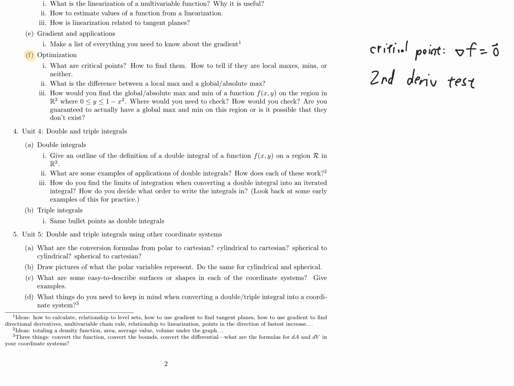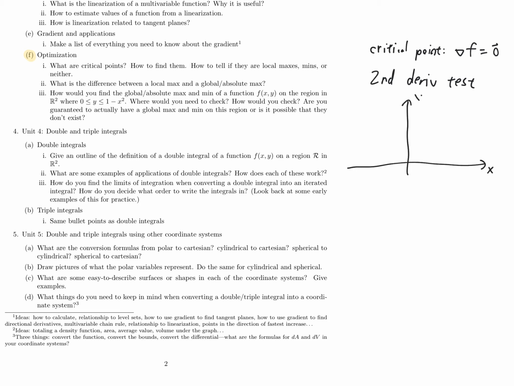And we've talked a lot about the difference between a local max, which is the highest point among those nearby, versus a global or absolute max on a particular domain, which is just the highest value that the function takes on that domain. I wrote down sort of an example here that I'll talk through a little bit. I won't actually do any calculations because I didn't give you a function, but I think it's helpful to think through what you would need to check in a problem like this.